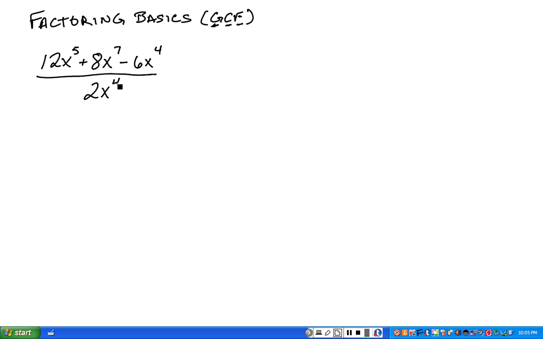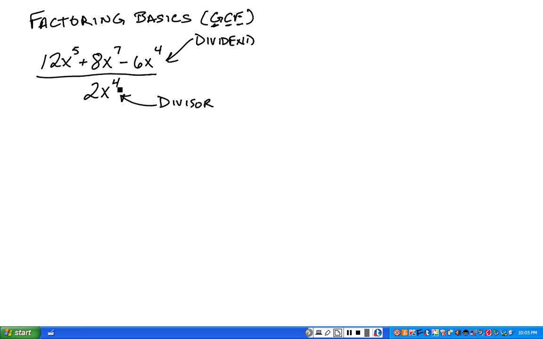So our dividend is the polynomial at the top, and the monomial at the bottom is what we're dividing the numerator by. The numerator is the dividend, and the denominator is what we call the divisor. So that's what we're dividing by.